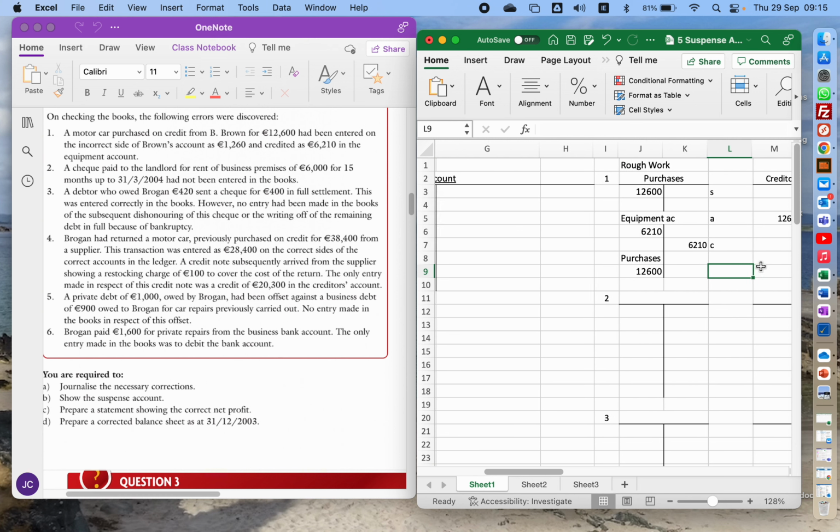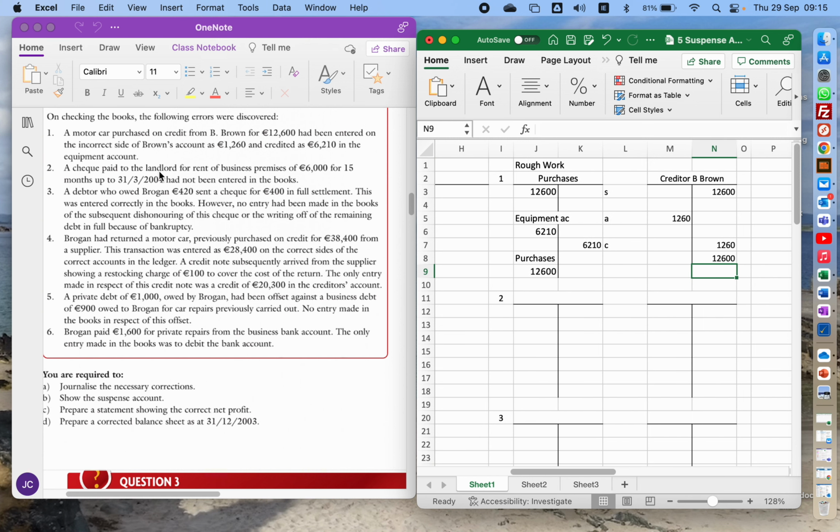Move on to the second one. Cheque paid to a landlord for rent of a business premises for 15 months was not entered in the books. So first of all, I spent money, so there'll be bank. Then we'll have the rent expense. Now you don't need to necessarily call it the rent expense account. You can call it rent. That's perfectly fine. So I spent money, so there's money gone out of the bank account. So 6 grand went out of the bank account.